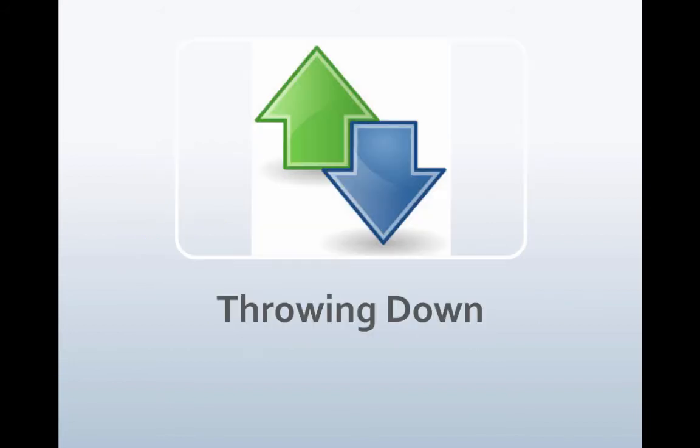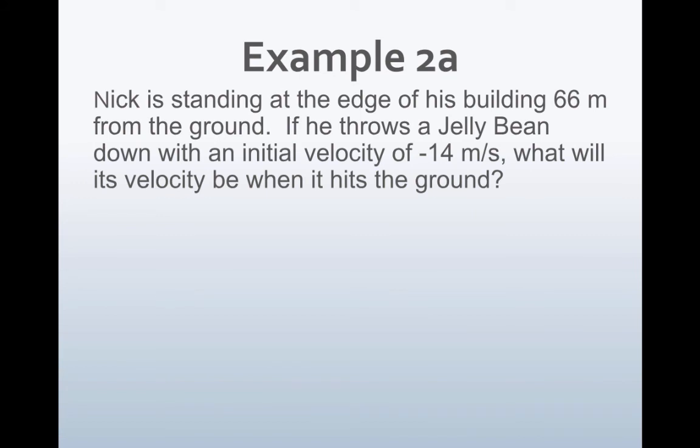All right, throwing objects down adds an additional wrinkle. Example 2A, Nick is standing at the edge of his building 66 meters from the ground. If he throws a jelly bean down with an initial velocity of -14 meters per second, what will its velocity be when it hits the ground?